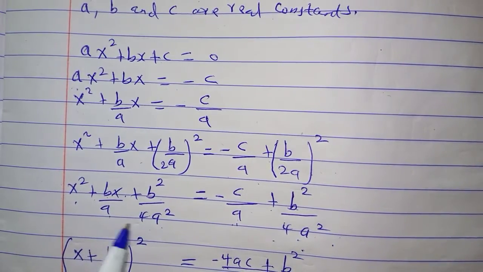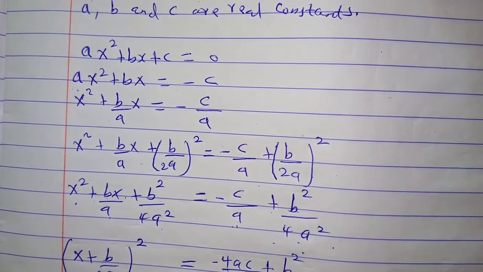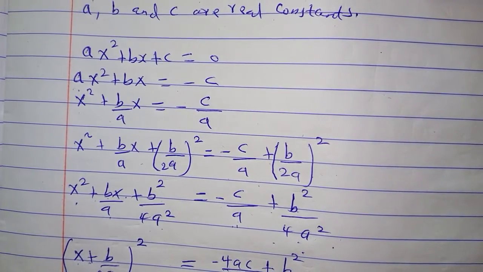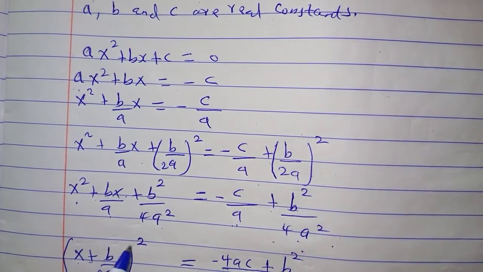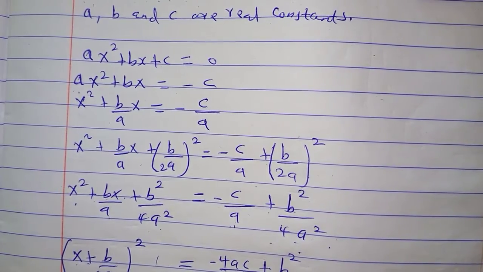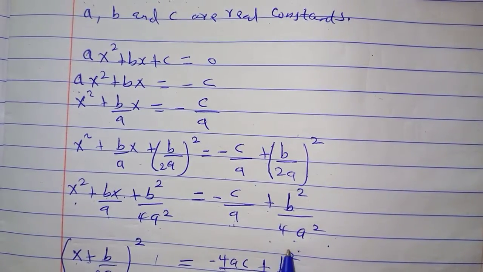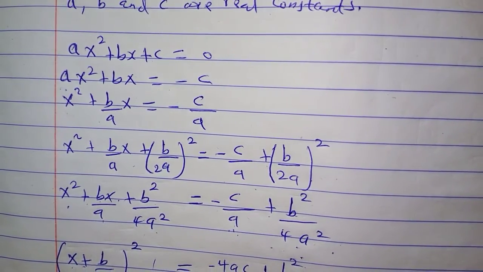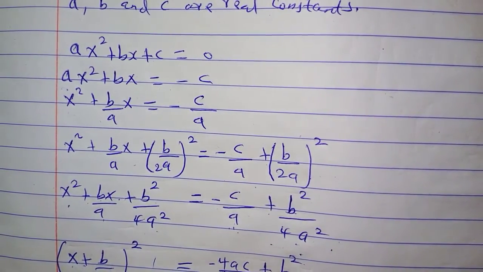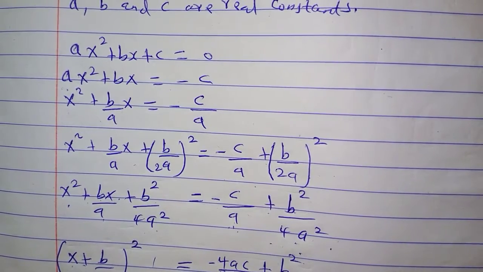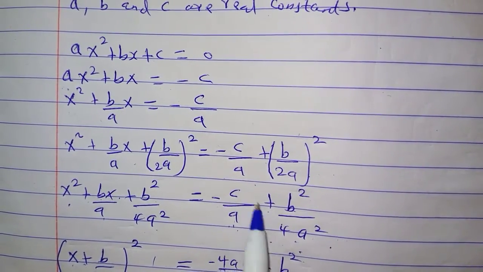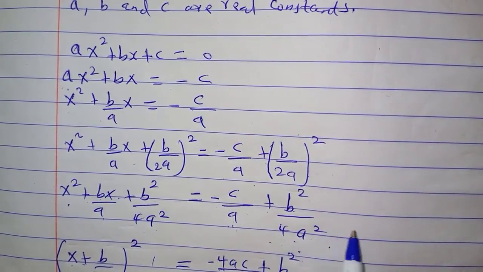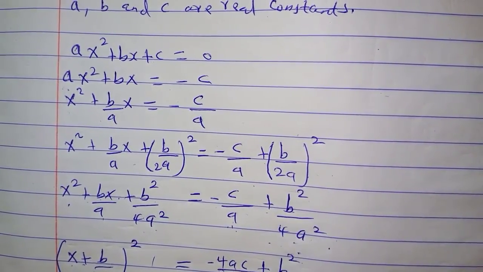So we factorize the left hand side. When we factorize, we are going to get (x plus b divided by 2a) all squared, which is equal to the LCM of a and 4a squared, which is 4a squared. 4a squared divided by a is 4a. 4a times negative c is negative 4ac. 4a squared divided by 4a squared is 1. 1 times b squared is b squared.